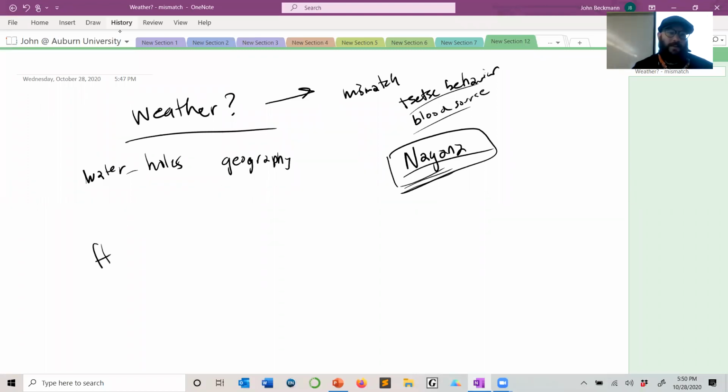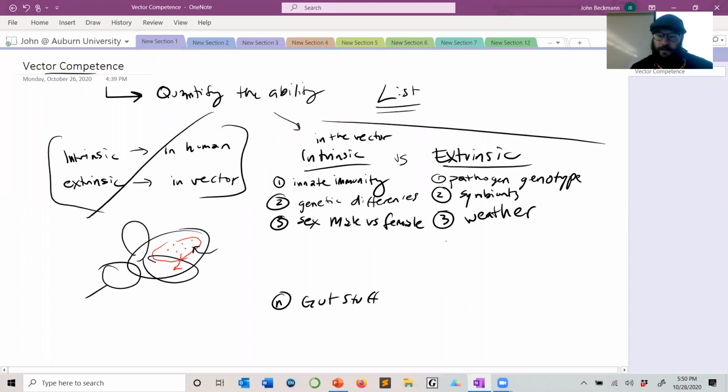Host preference. We talked about this a lot in the context of mosquitoes. Something is not going to be a vector for humans if it only drinks bird blood. If it never bites humans because it's just not interested, it's not going to vector any diseases. So that could be an extrinsic factor, a behavioral factor that impacts vector competence.